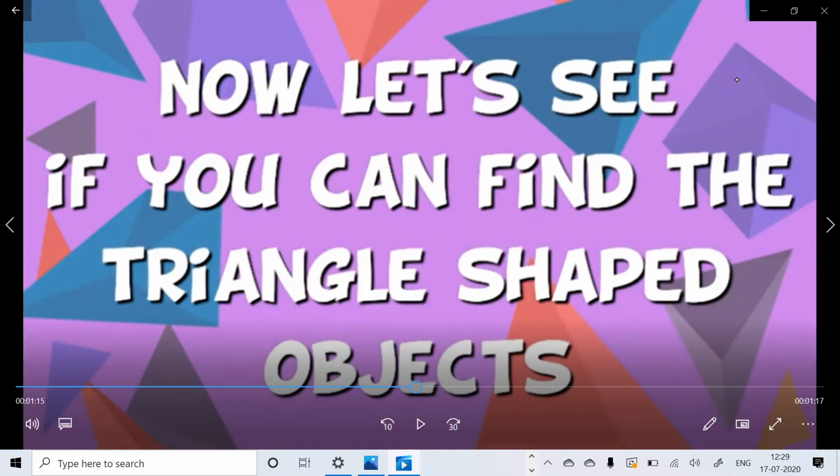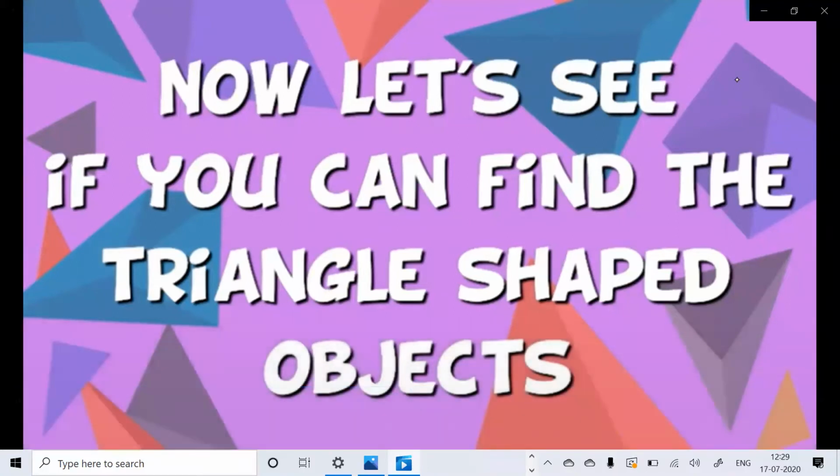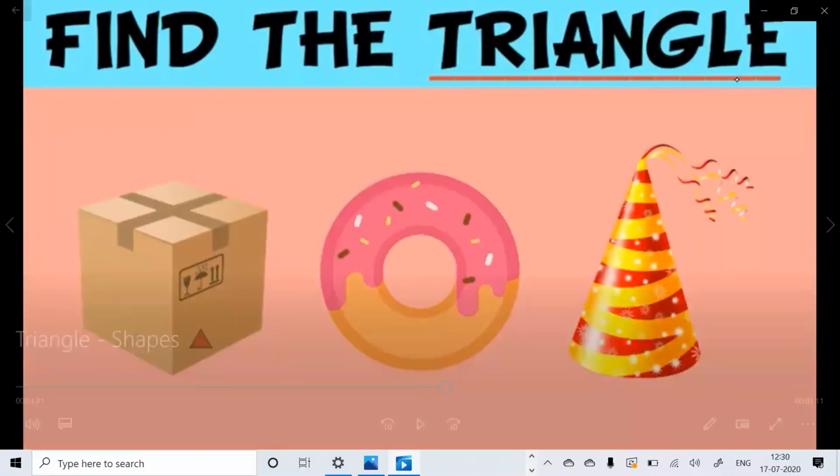I'll show you three pictures. And aapko sabko batana hai ki usme se triangle shape kaun sa hai, okay? All have to say together. You all can unmute yourself if you want. Aap sab apne aap ko unmute kar do. And I will show you three pictures. And usme se triangle kaun sa hai, you all have to say it. Okay? Are you all ready? Yes. Okay, let's go. See if you can find the triangle-shaped objects. What is the triangle over here, everyone? Say me.